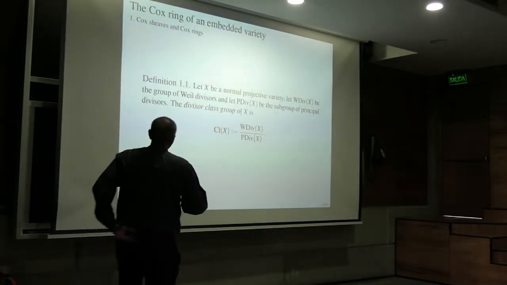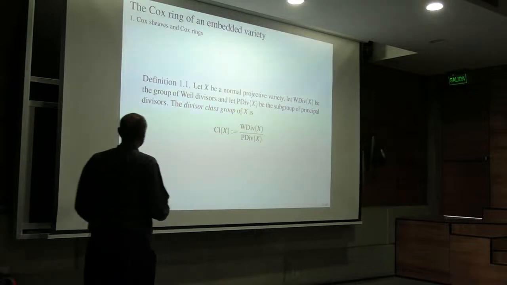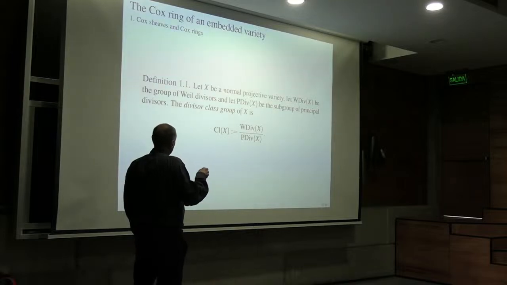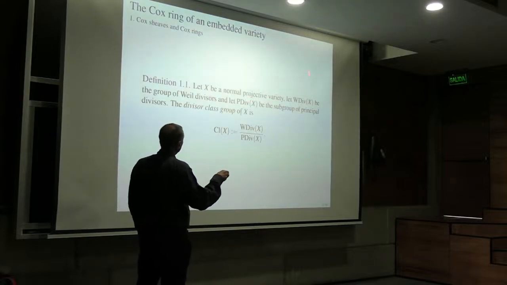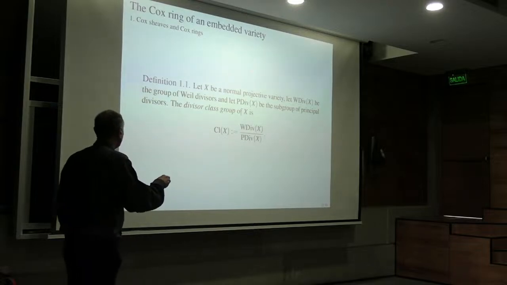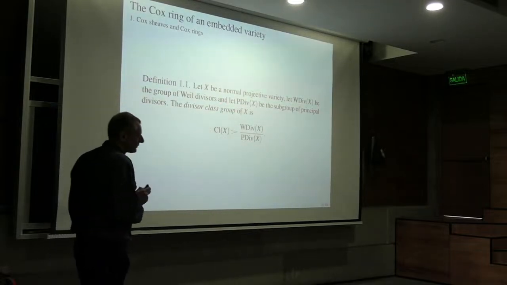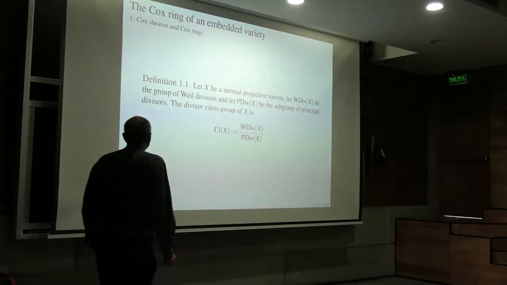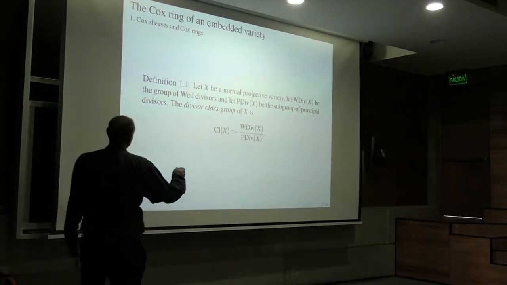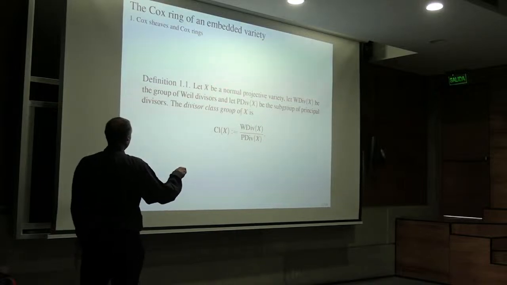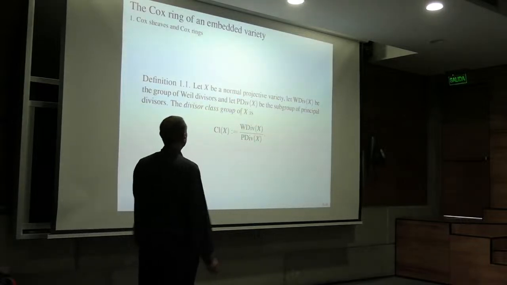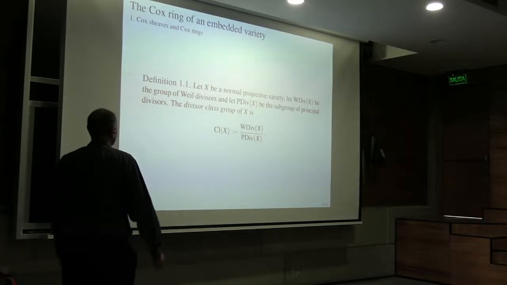In what follows, I will assume X to be a normal projective variety. I forgot to put over the complex numbers, just to simplify, and I will mostly consider smooth varieties. Anyway, you can relax a little bit. Projectivity is not necessary for the definition of the Cox ring, but I will stick to this for simplicity.